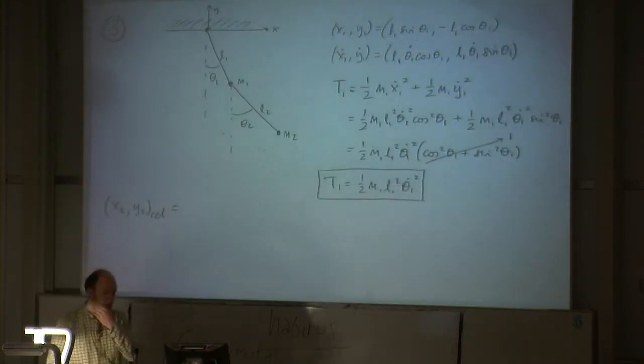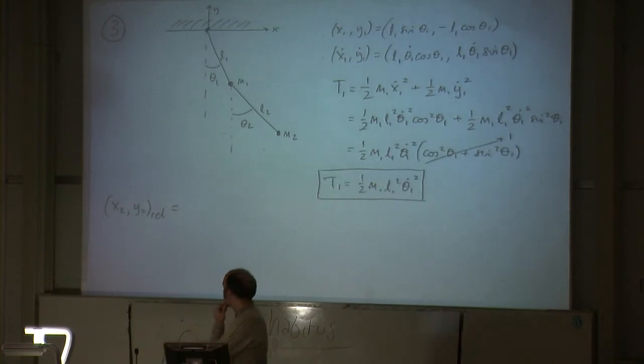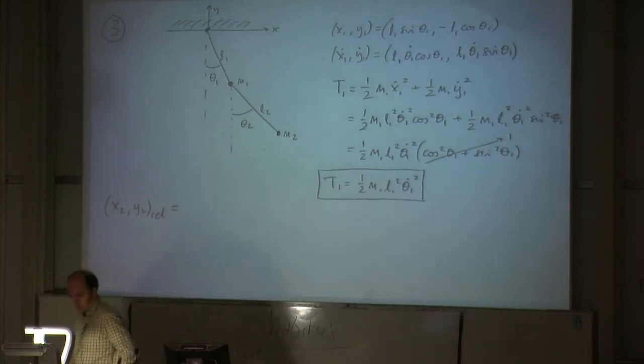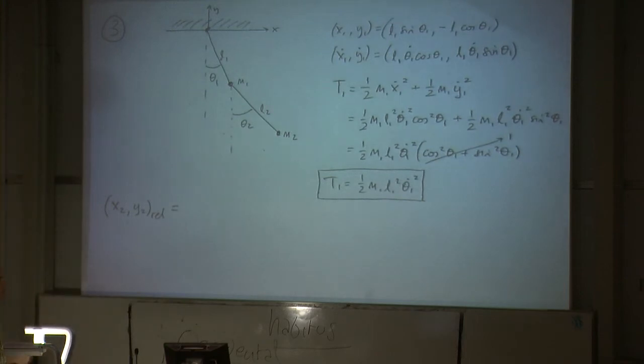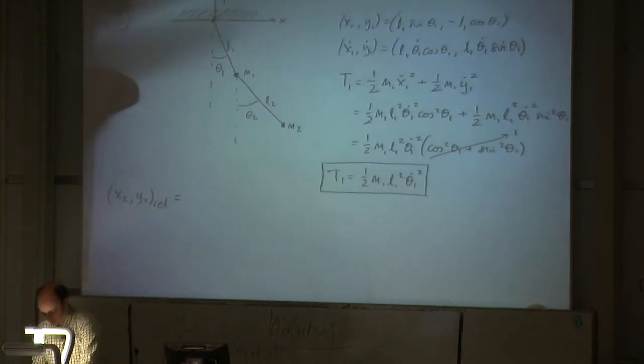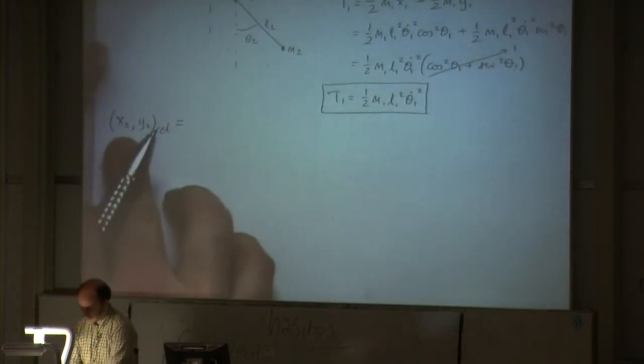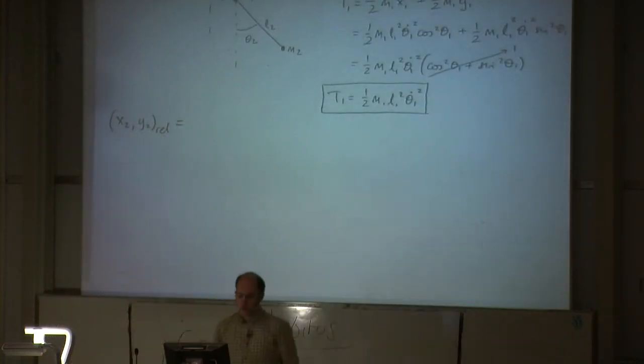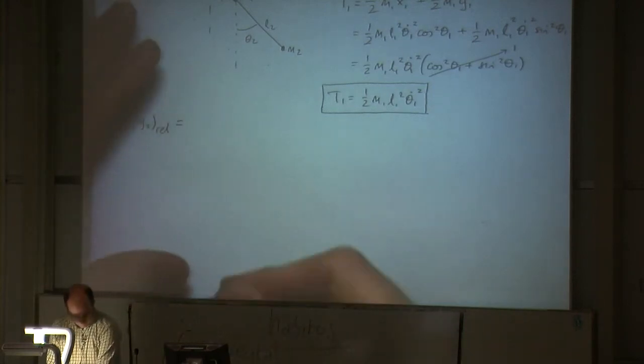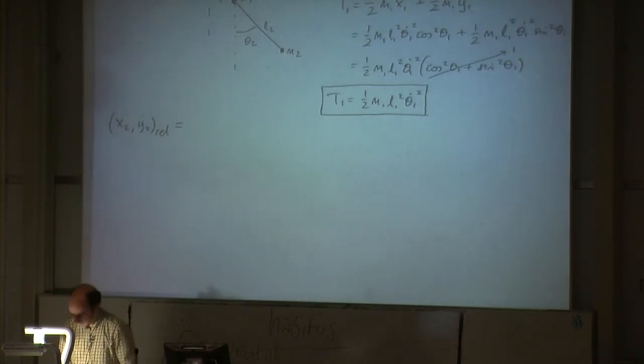Okay, so now we've got to deal with the second mass. Now, the thing is, because the position of the second mass depends partly on the first mass, what we're going to do is find the relative position of the second mass with respect to the first mass. And then we have to add the motion of the first mass on to get the complete motion of the second mass. And so the first step is to find the relative position of the second mass. So that's why I've written x2, y2, and then REL, relative, as a subscript, and that will give us the relative position of the second mass. And so that's very straightforward.